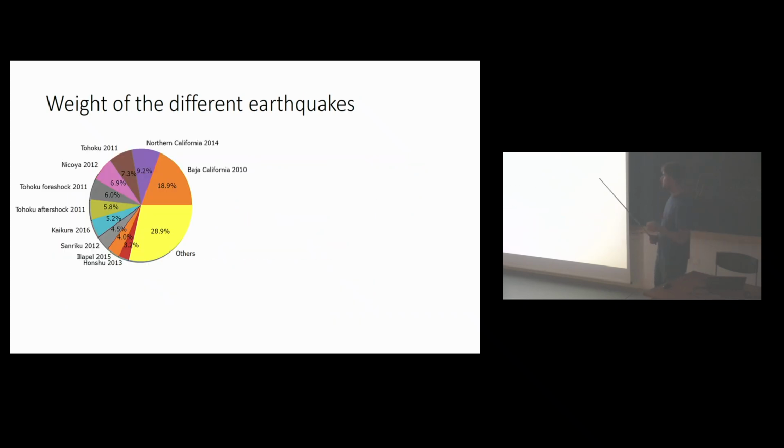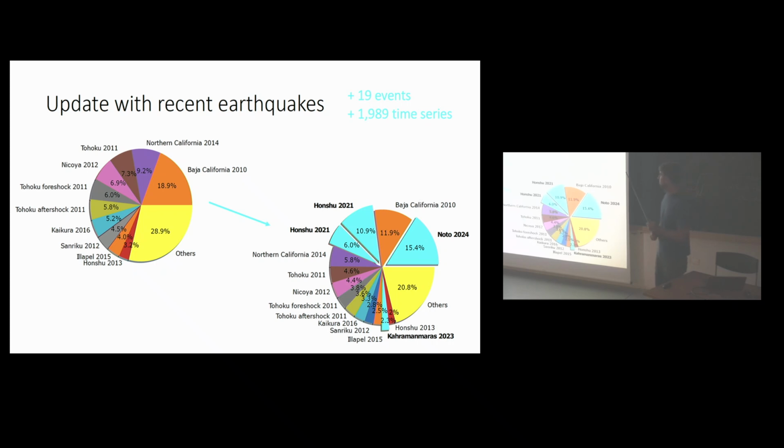So I'm just going to finish with a quick update. This was the relative contribution of all the earthquakes, the 90 earthquakes in the original paper here. But since we published that paper, there were a bunch of new earthquakes. And so if we update with these new earthquakes, here is the new repartition of the weight.